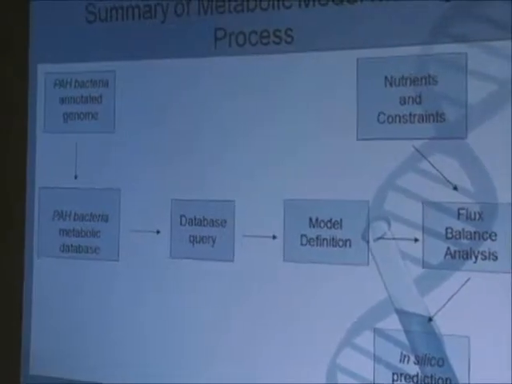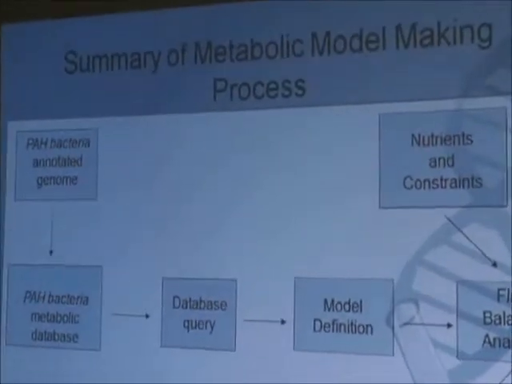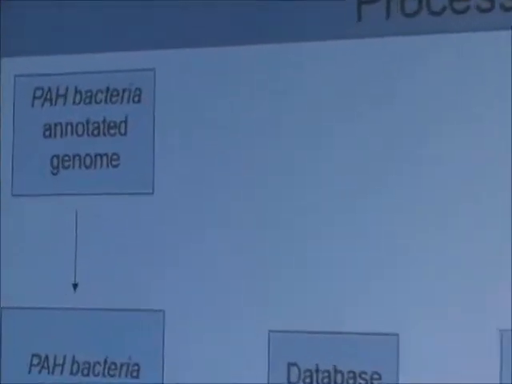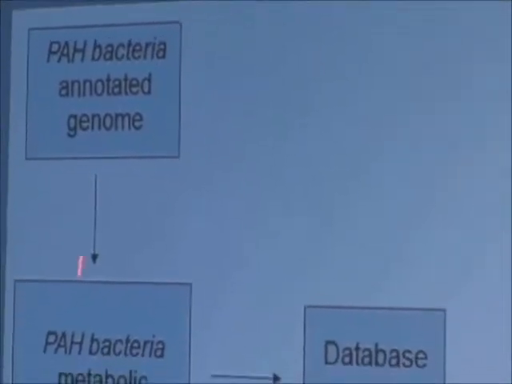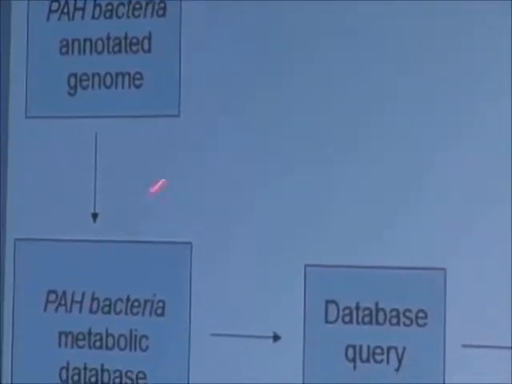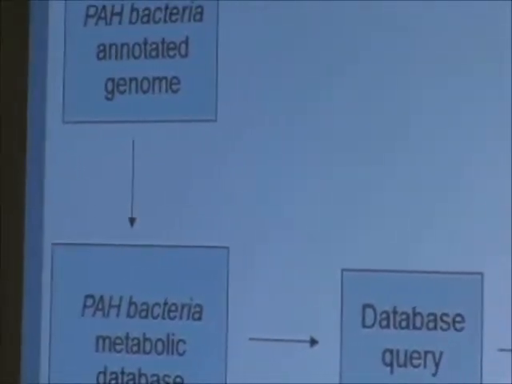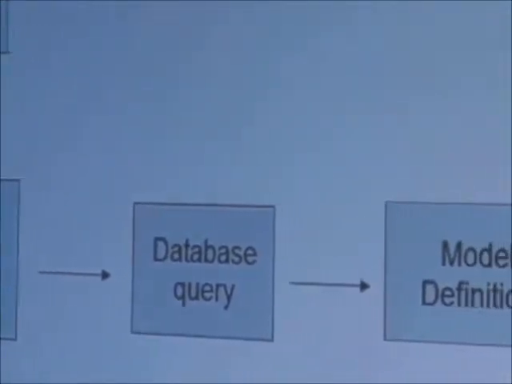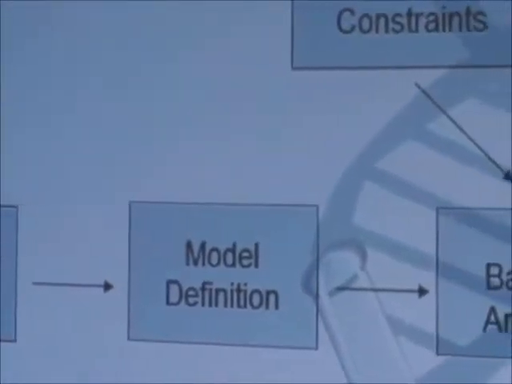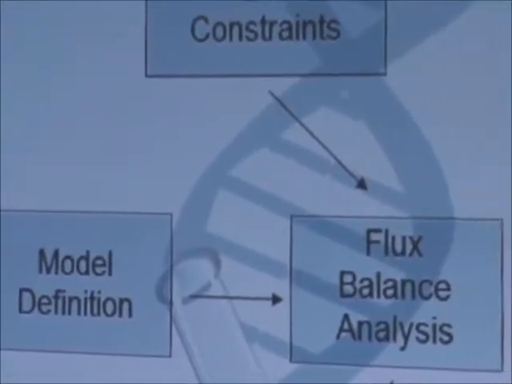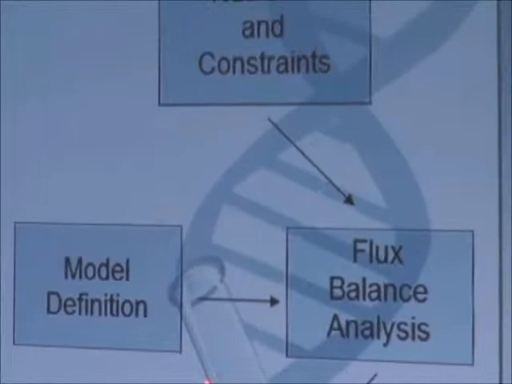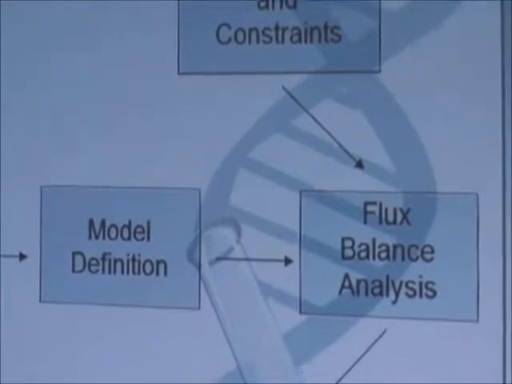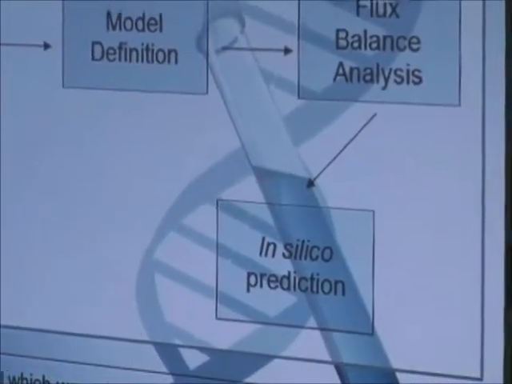So thank you. This is a summary of the metabolic model making process without validation around the wet lab stuff. And what we're doing right now, I'm at this stage where I'm doing both the PAH bacteria metabolic database and the PAH bacteria annotated genome. And I will go on to explain a bit what that is. But after you finish both of these, you can go into a database query, which is where you use Simpheny and the other software, along with COBRA, to define what your model is. You do your flux balance analysis, and then you have your in silico prediction when you're putting in your constraints and so forth.